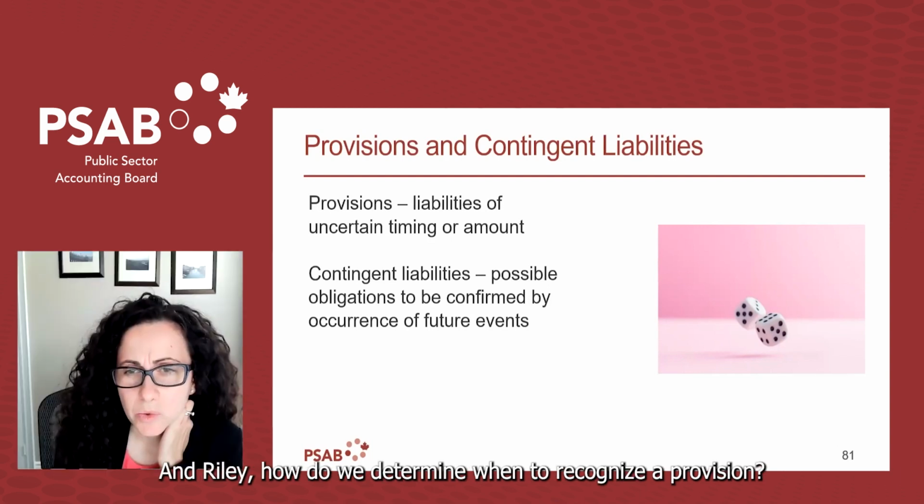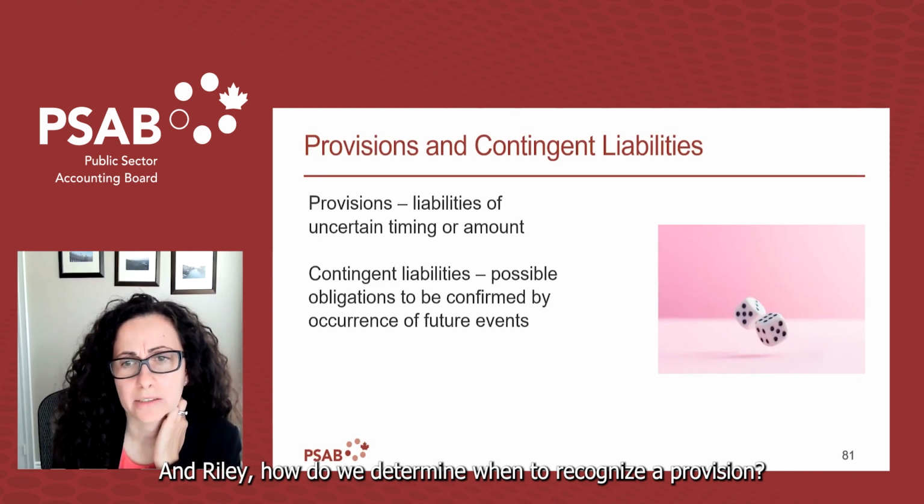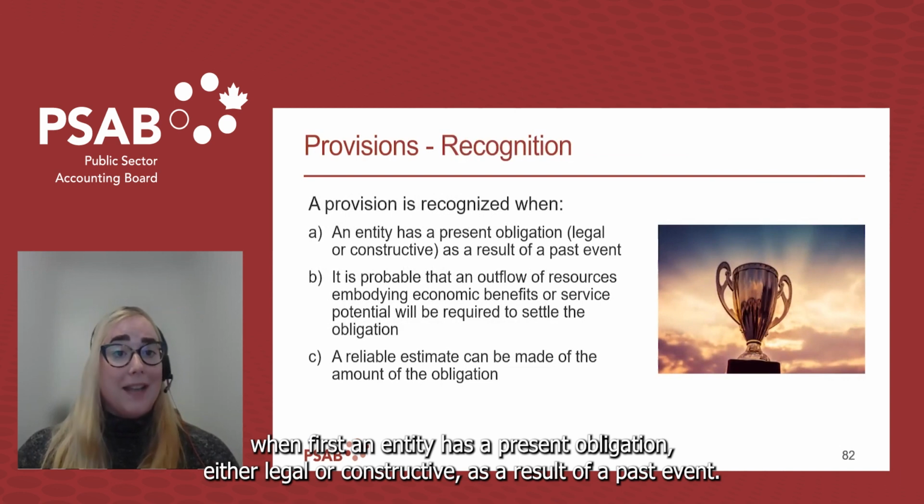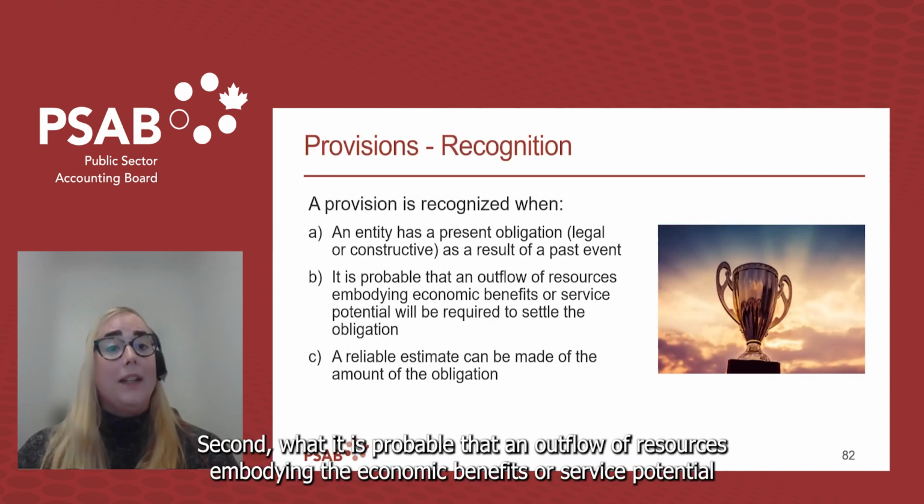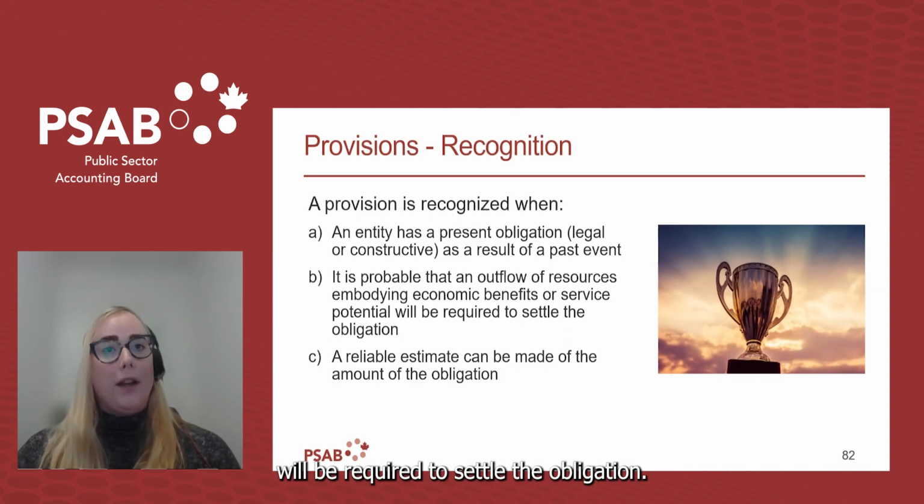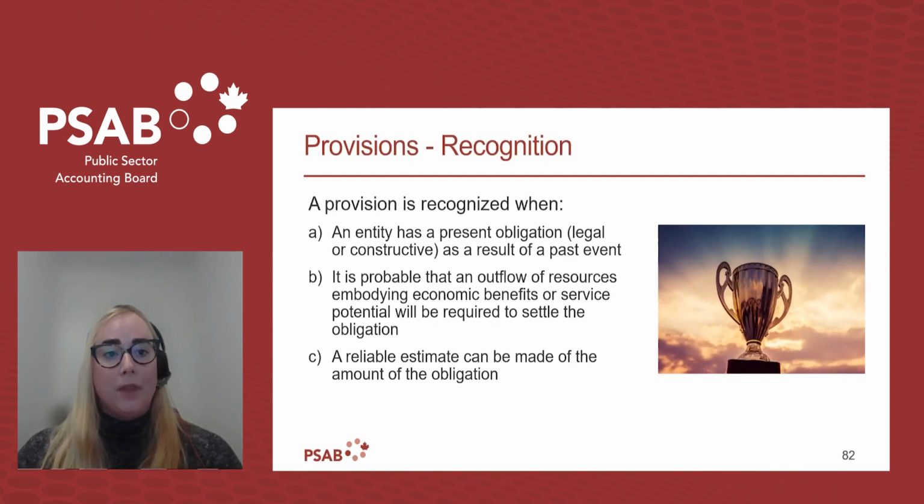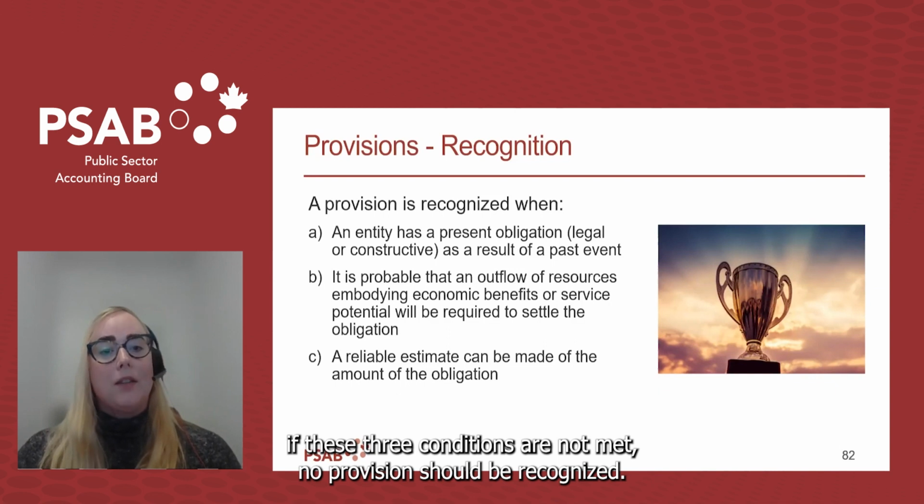And Riley, how do we determine when to recognize a provision? A provision is recognized when, first, an entity has a present obligation, either legal or constructive, as a result of a past event. Second, when it is probable that an outflow of resources embodying the economic benefits or service potential will be required to settle the obligation. And finally, when a reliable estimate can be made of the amount of the obligation. If these three conditions are not met, no provision should be recognized.